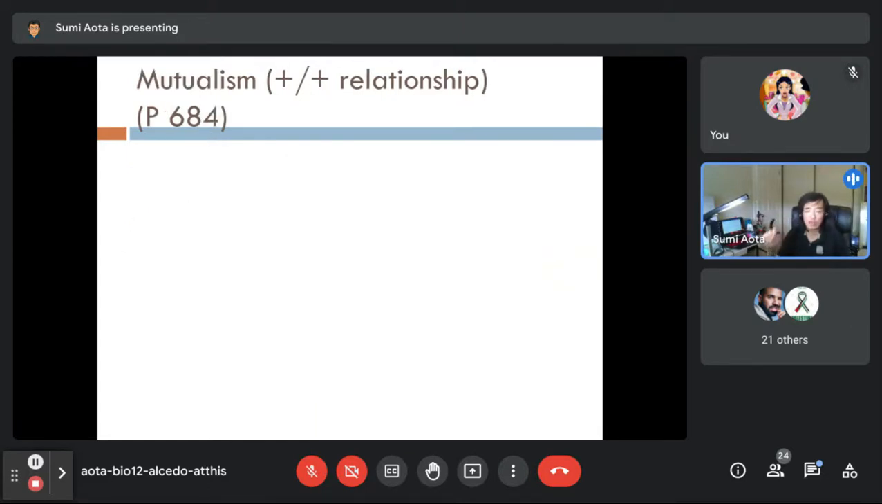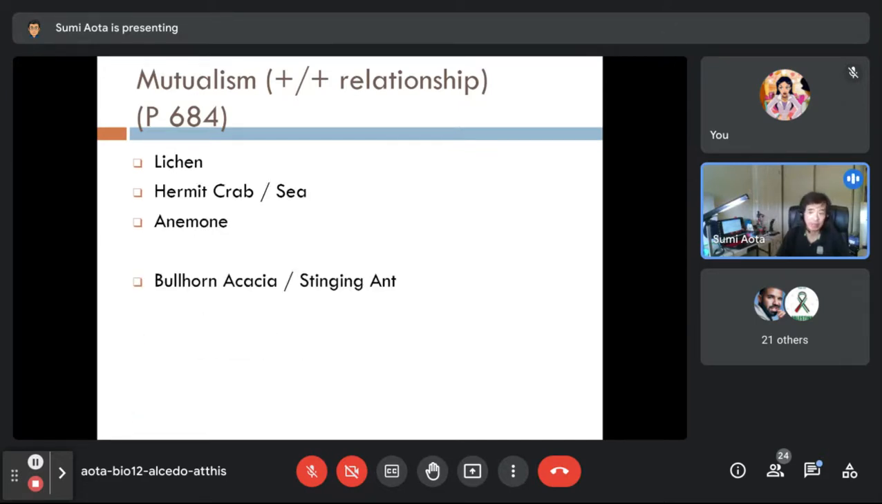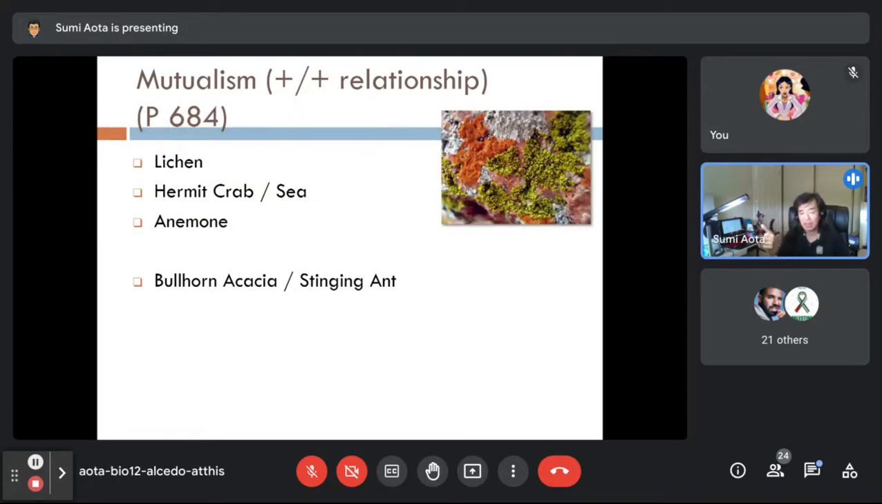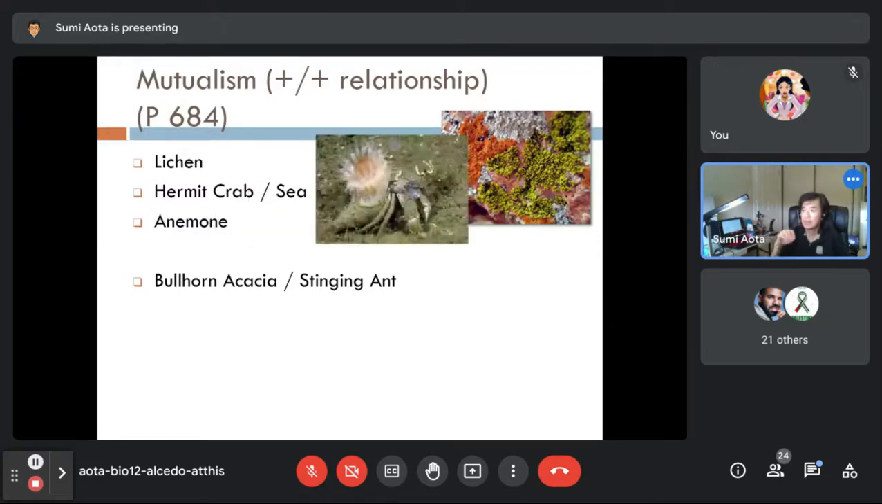Okay, if we look at mutualism, which is a plus-plus relationship, we're talking about lichen, hermit crabs, sea anemones, and bullhorn acacias. Both benefit. Lichen are algae and fungi. The algae provide the carbohydrates, the fungi provide the nitrogen. Hermit crab is protected by the sea anemone's tentacles, which are toxic. So the sea anemone will sting anything coming to attack the hermit crab. And the sea anemone benefits because the hermit crab is moving around, so it gets to new areas to feed.